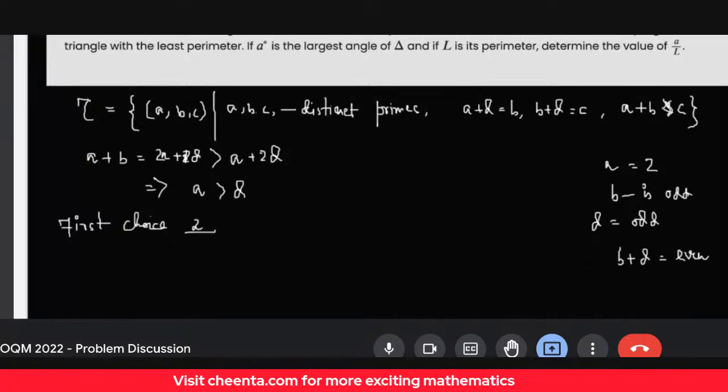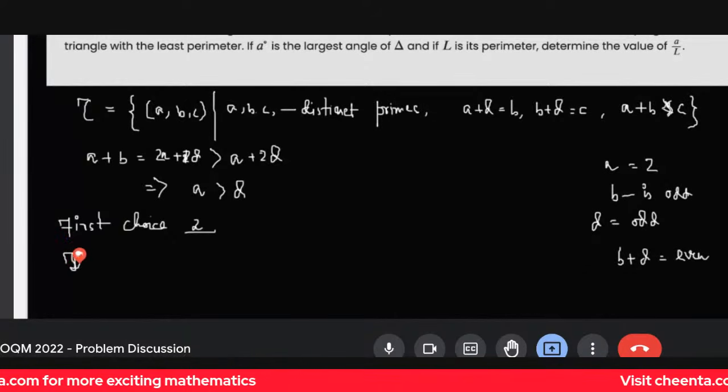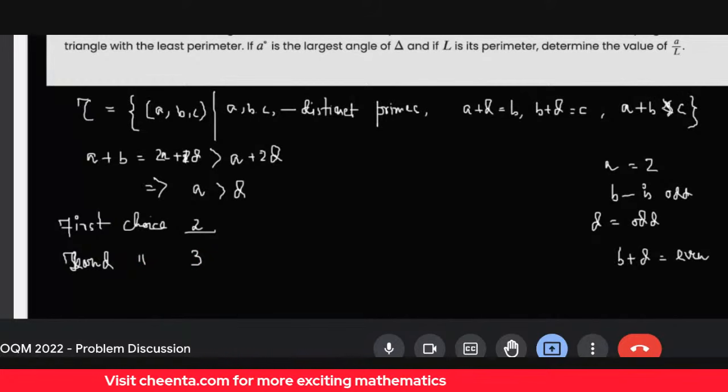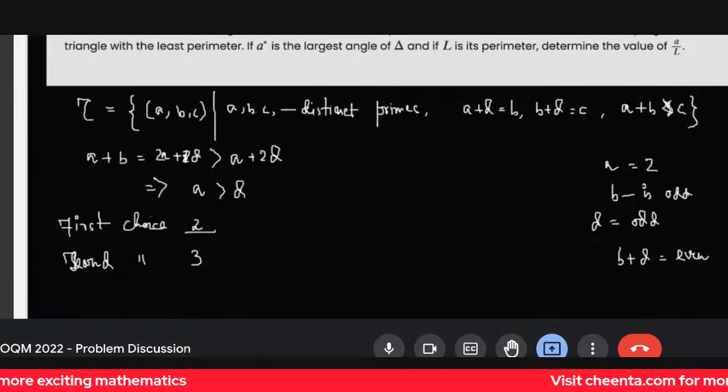So what can be done? Now my second choice for the smallest side can be 3. Once we take 3, we can check that all other numbers, b and c, have to be prime numbers greater than 3.